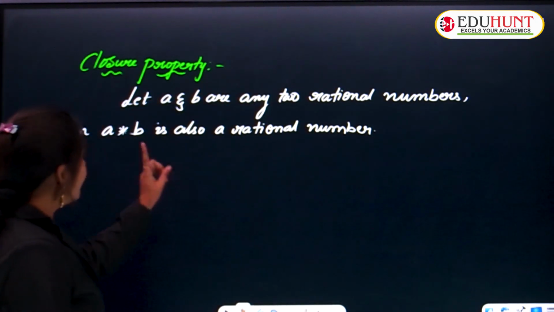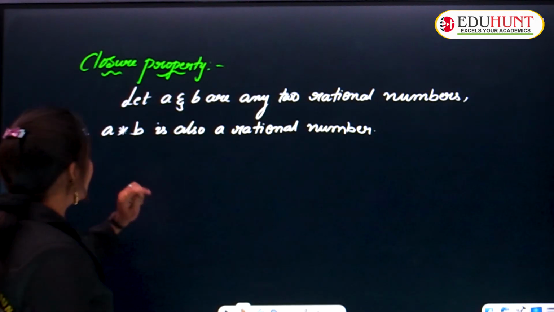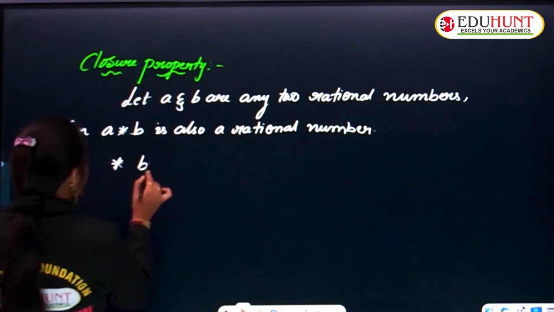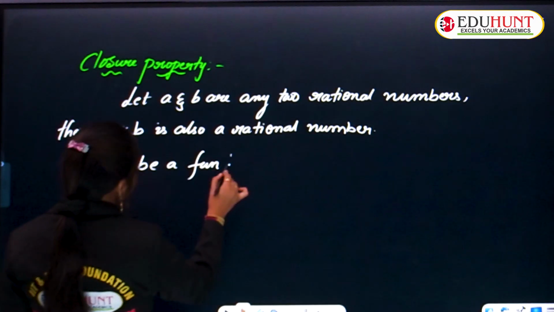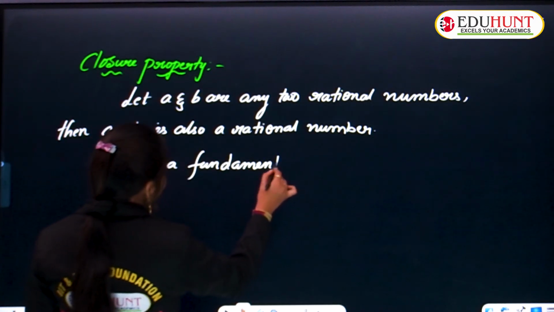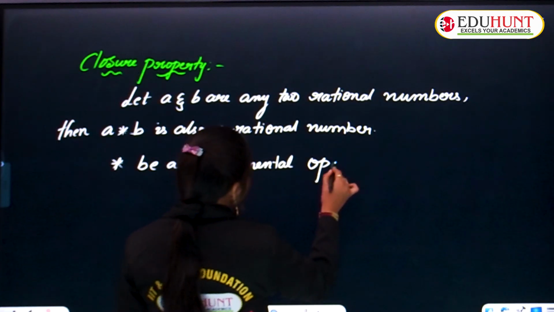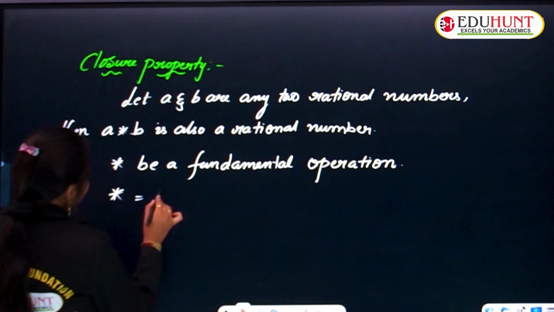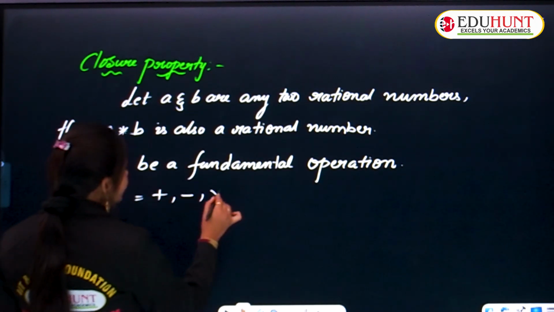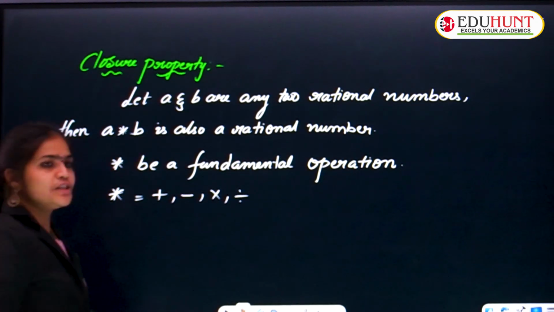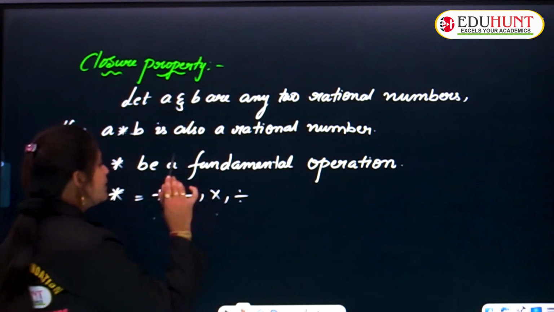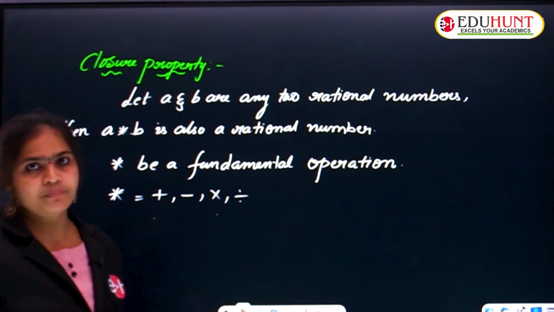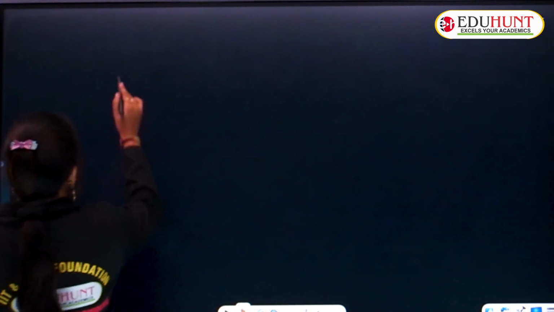Let A and B be any two rational numbers and A star B is also a rational number. Here star means a fundamental operation, so star can be addition, subtraction, multiplication, or division. Children, in your material they discussed only addition and multiplication. Why? Because subtraction and division are not possible. Understood?